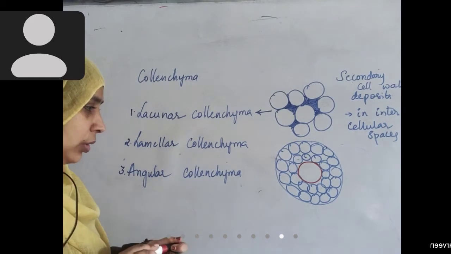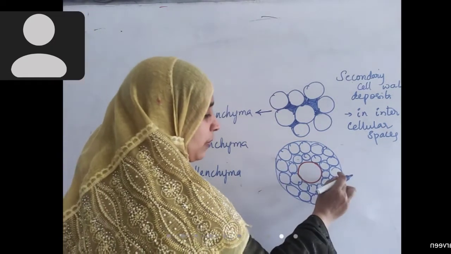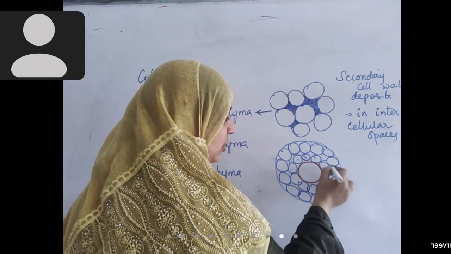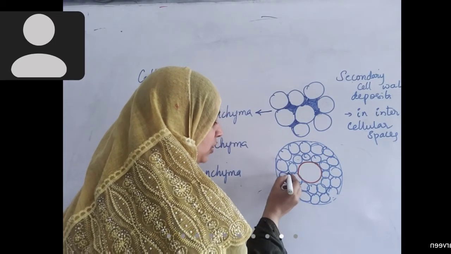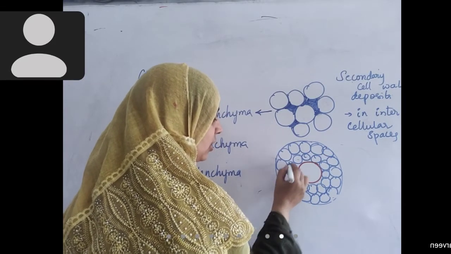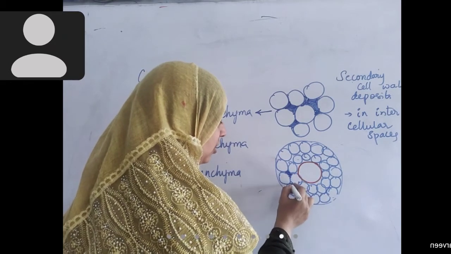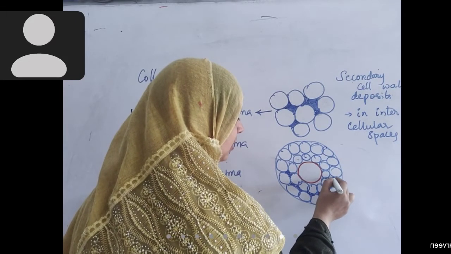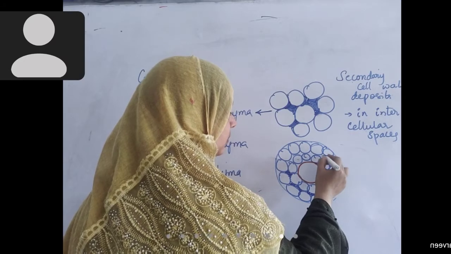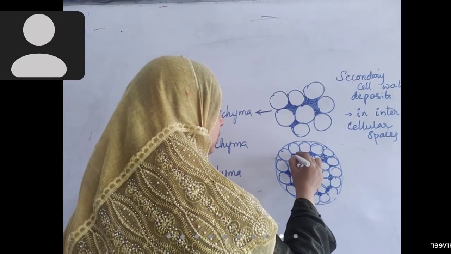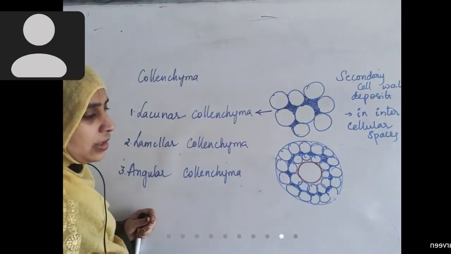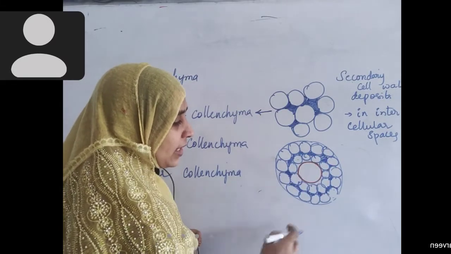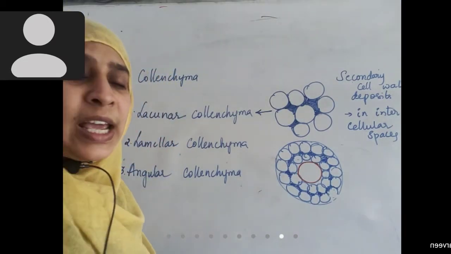Right. Now, the secondary cell wall deposition will not be seen on this side. This is the angular side, so on this side there is no secondary cell wall deposition. Only in this region, like this tangential region, this side is there, this side is there, this side is there. In between these two cells, on this side, no secondary cell wall deposition. Only the secondary cell wall deposition is absent in the radial direction.